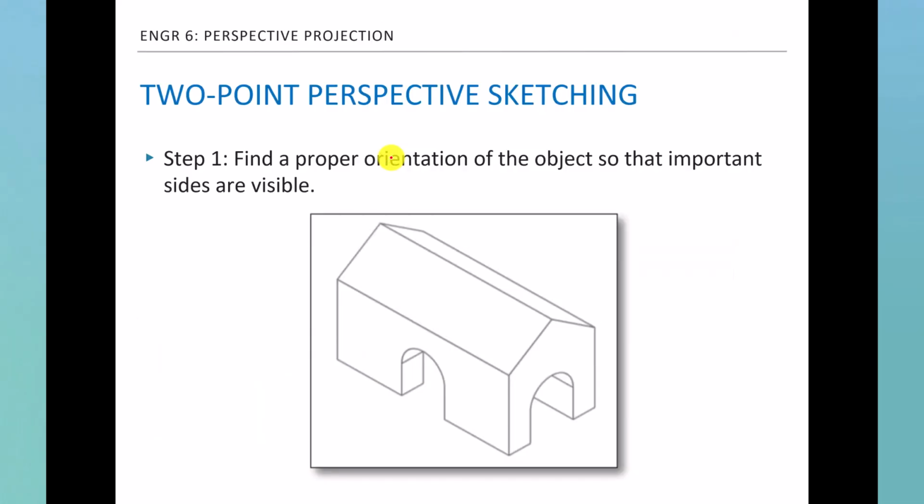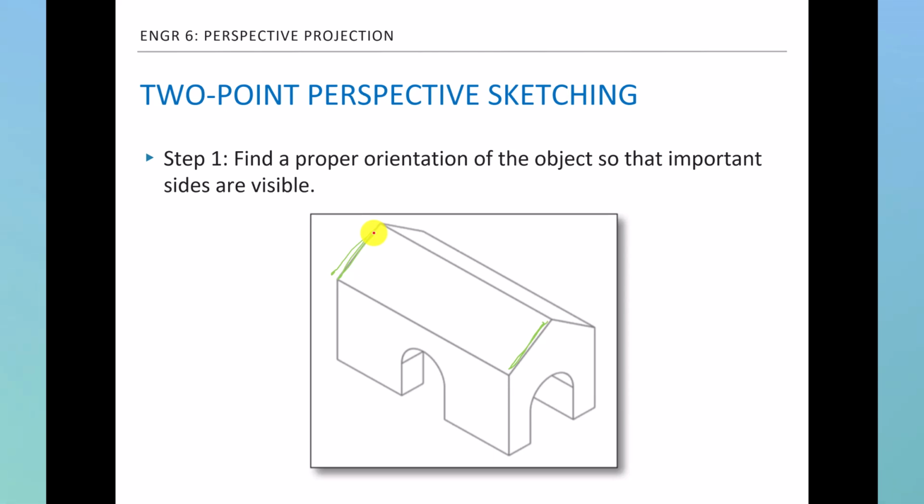All right, so let's use this as an example. This is again an orthographic projection of kind of a house. Like in this case, regardless of where that is located, this length and that length is identical. Okay, so this is orthographic projection, but we want to sketch this in 2-point perspective.